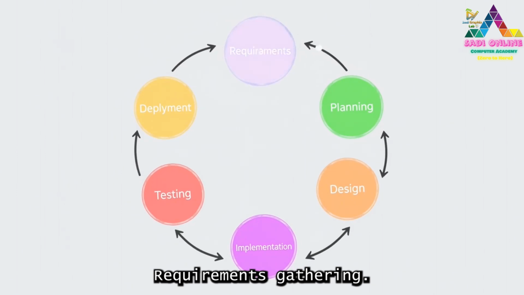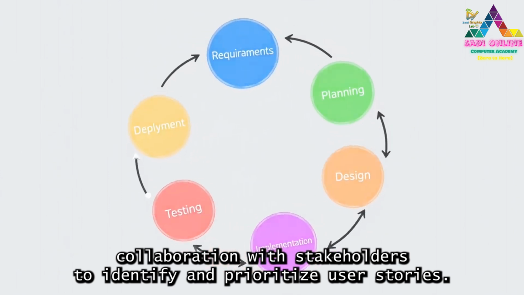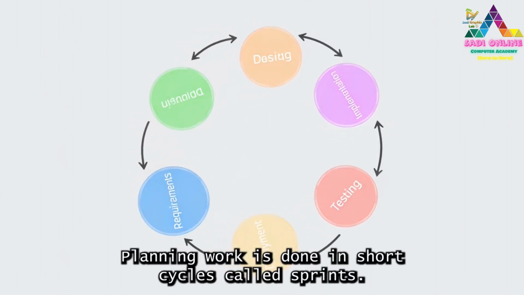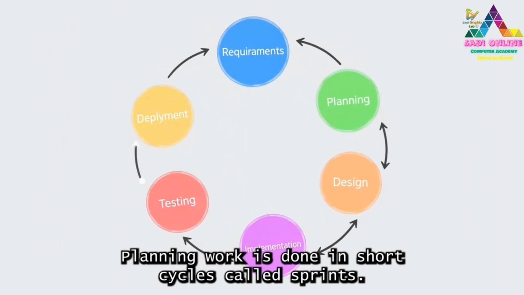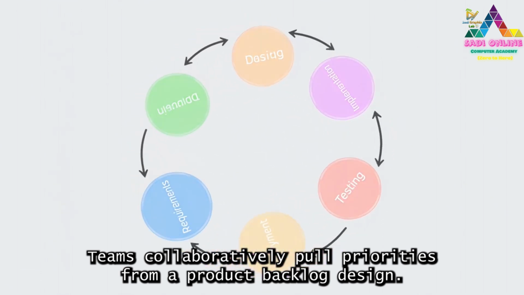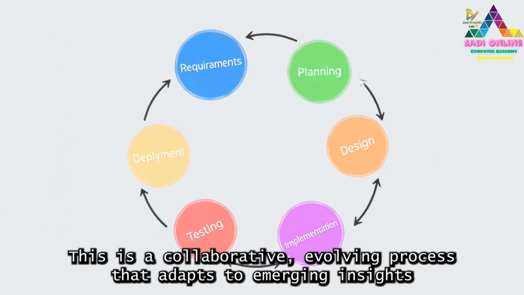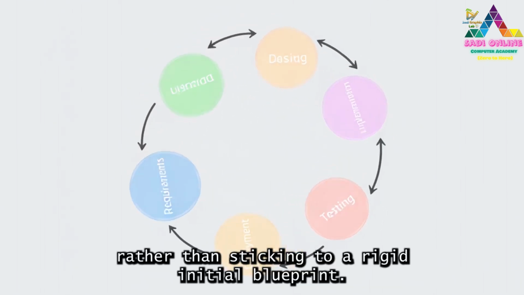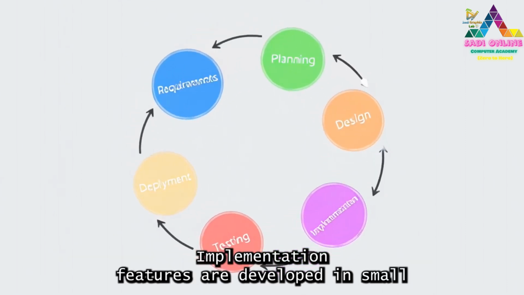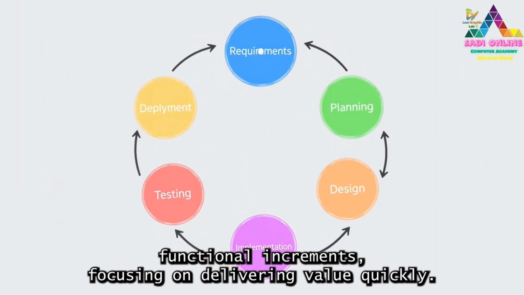Requirements gathering. Unlike static documentation, this phase involves continuous collaboration with stakeholders to identify and prioritize user stories. Planning. Work is done in short cycles called sprints. Teams collaboratively pull priorities from a product backlog. Design. This is a collaborative, evolving process that adapts to emerging insights, rather than sticking to a rigid initial blueprint. Implementation. Features are developed in small, functional increments, focusing on delivering value quickly.